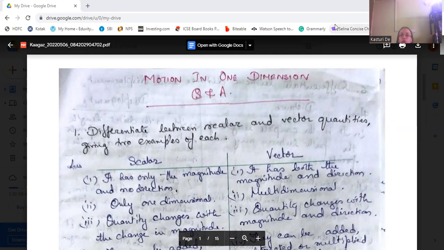Today, I'm going to start with the question answer discussion of this chapter, Motion in One Dimension. In my last video, I completed some ICSE specimen questions, but now I will start with some back questions which are present in the book and some other books also. So, I will discuss them.